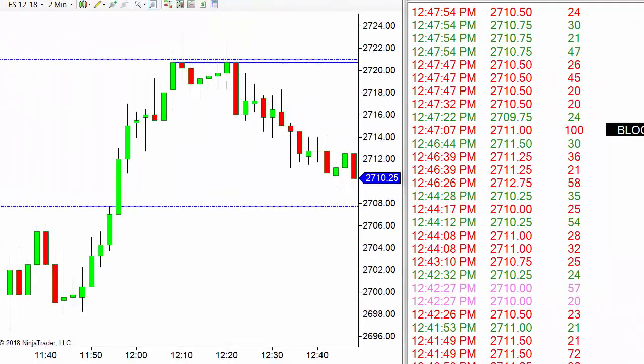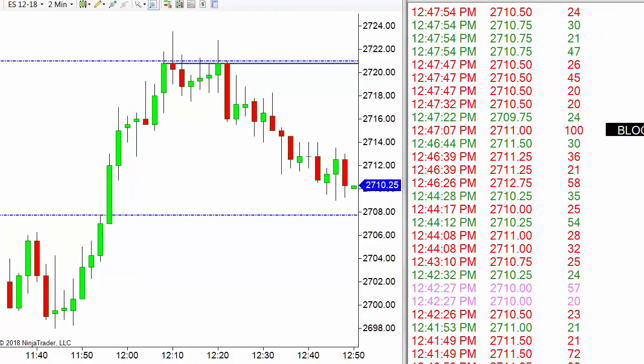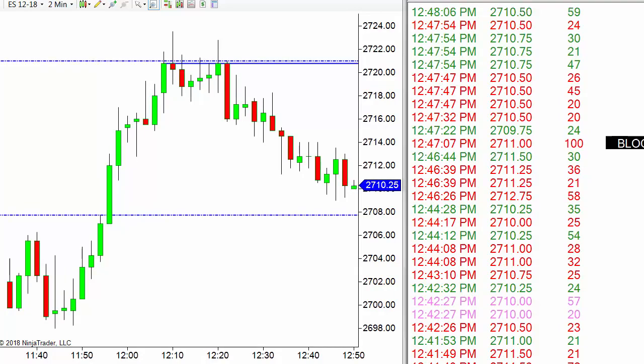All right, so now I'm obviously moving ahead. We still haven't reached that level. We got block trade coming in at 100 contracts. We've got more red than green. We've got two magenta cells down there. So overall, still bearish. Again, doesn't mean a whole heck of a lot yet.